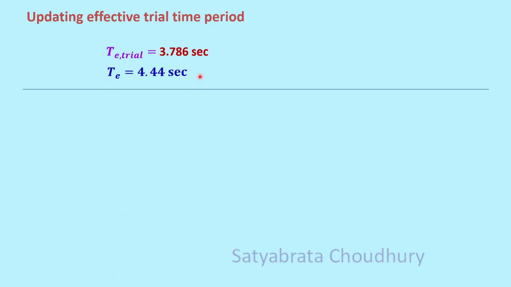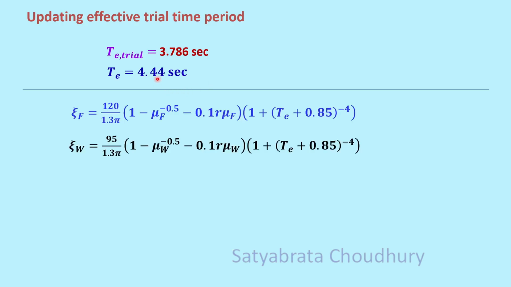You had your effective time period trial, that was 3.786 seconds, and the T you calculated through the spectrum is 4.44 seconds. They are not matching. So the trial was having a little error. Let us compensate these errors by applying this in the formula.